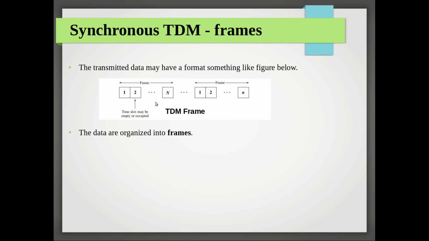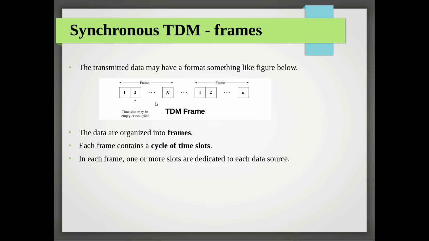Then the data are organized into frames like this. Each frame contains a cycle of time slots. That is what we see. And in each frame, one or more slots are dedicated to each data source. So for data source 1, here one slot is dedicated. For data source 2, the second slot is dedicated. But if you want, you can dedicate more than one time slot for a given data source if needed. It may be for managing the data rate.